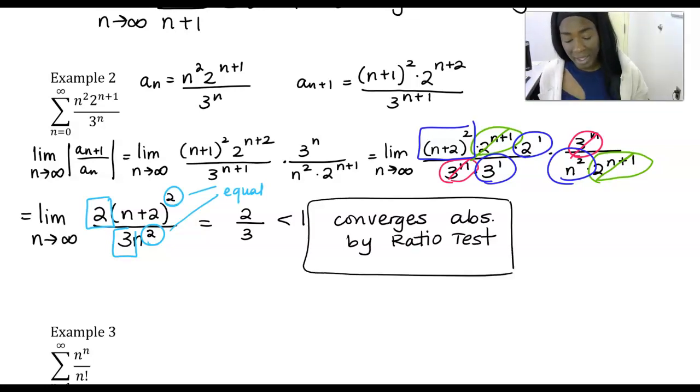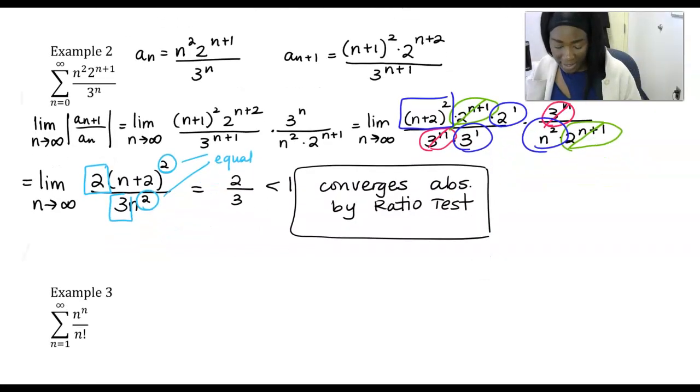Please do not confuse. We are not saying that this series converges to 2/3. We are not saying that if we add up everything in this series, we will get 2/3. No. The ratio test does not tell us what the series converges to. It tells us if the series converges or not. And we're only able to tell that if that limit was not equal to 1.